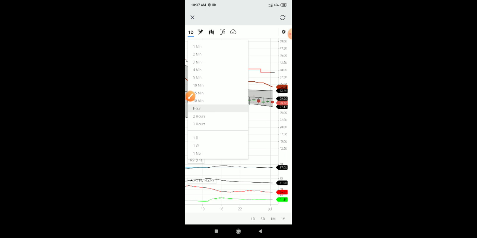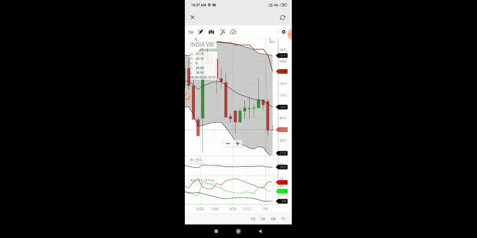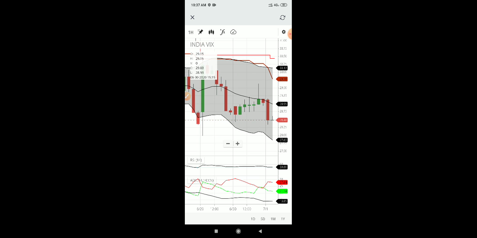Same thing we will see in the hourly chart. This is also the same thing we have seen in the day chart. We are observing the hourly chart also. So we have two biases regarding VIX and Nifty. Nifty is in positive trend, VIX is in negative trend. So we will go back to our grid.